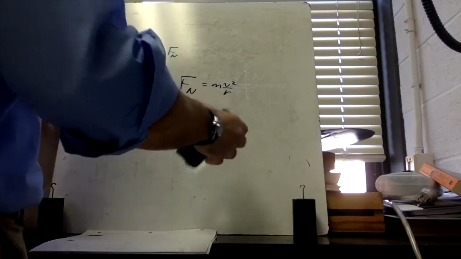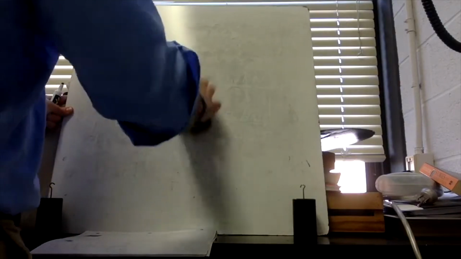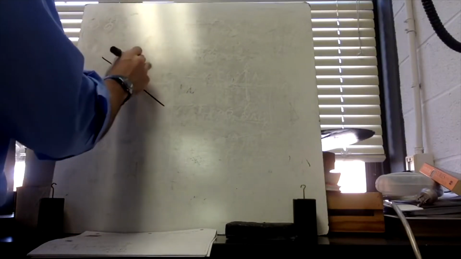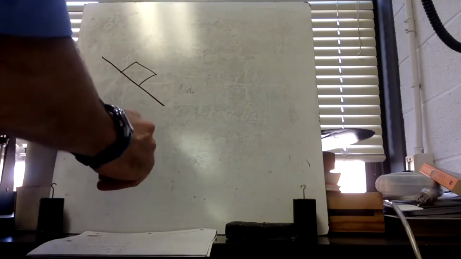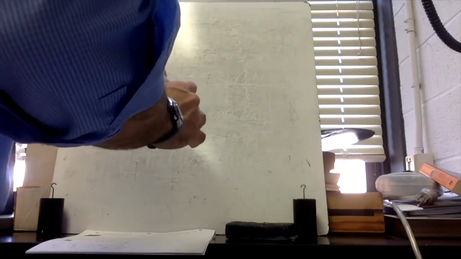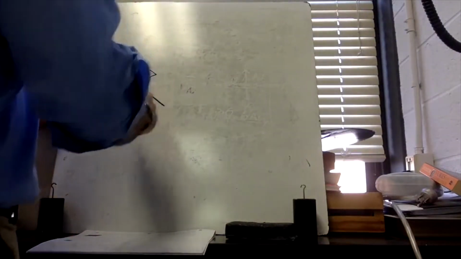Okay, and so now this car example. Car with a banked curve. So it looks like this. First we're going to look at this without friction. If there's no friction, what are the forces?